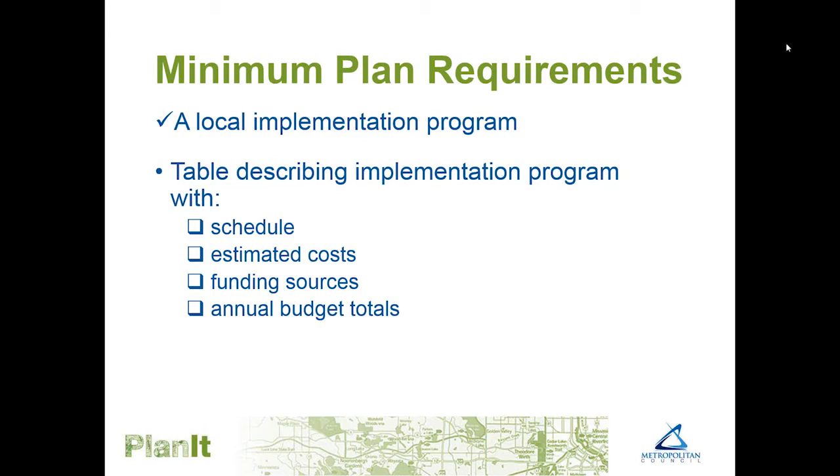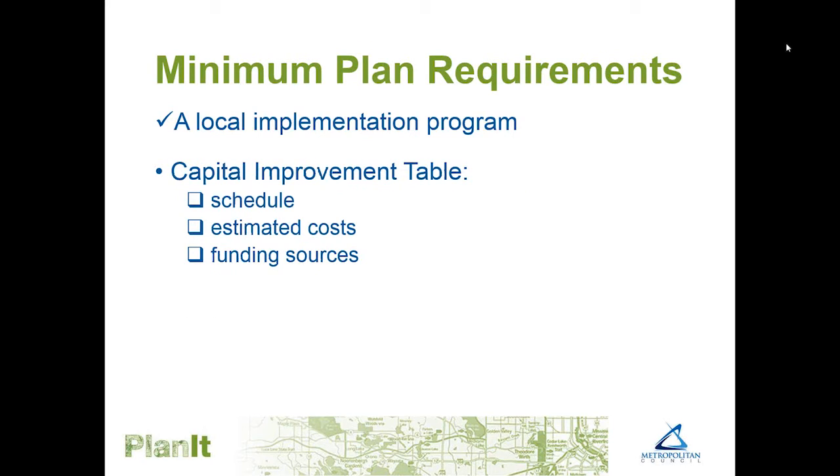The local implementation program must also include a table that briefly describes each component of the implementation program, including the schedule, estimated cost, and funding sources for each implementation component, including annual budget totals. The implementation program must also include a capital improvement table that sets forth by year the schedule, estimated cost, and funding sources for each contemplated capital improvement.